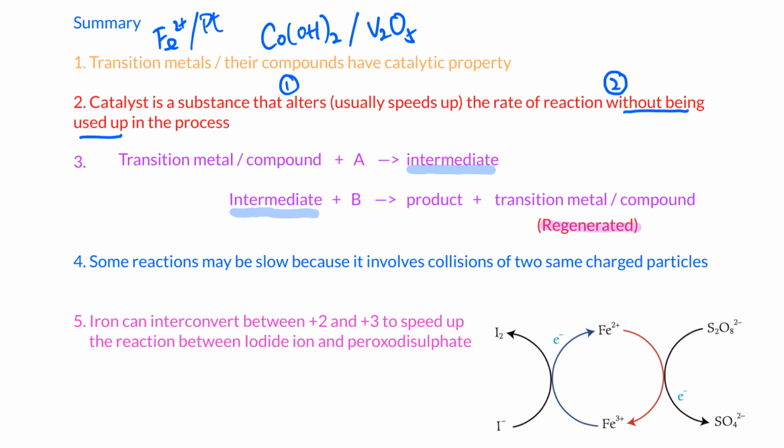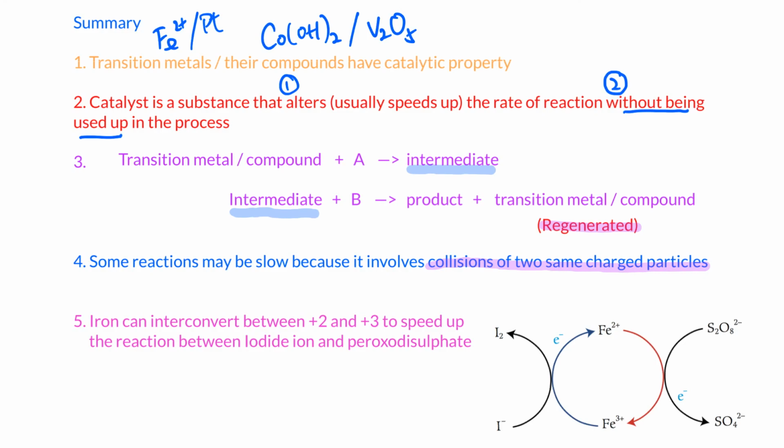And the last thing, point 4: some reactions may be very slow. You have to realize why it is so slow. If it involves collisions of 2 particles of the same charge, like both of them are anions, then the chance that they combine with each other will be low, because they will repel each other.